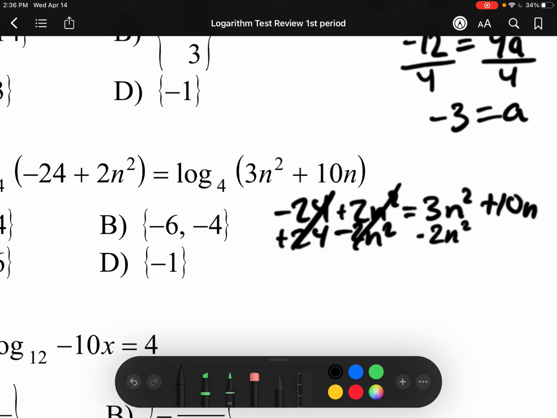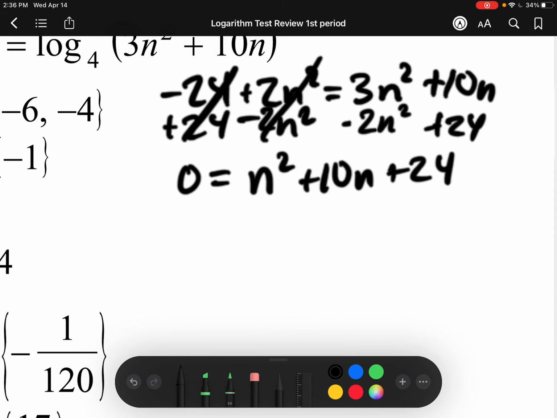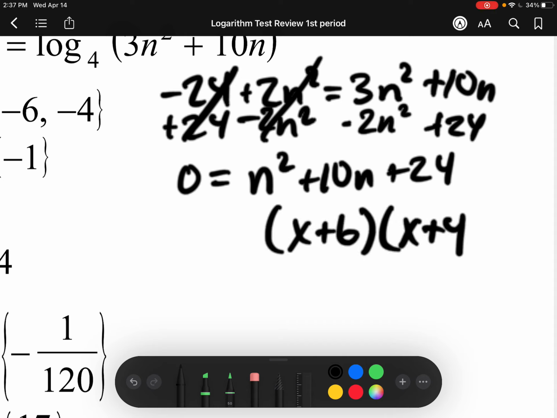I'm going to add 24 to both sides. And we get 0 is equal to 3n squared minus 2n squared, which is just n squared. Then I have plus 10n, and then plus 24. So now I want to think of two numbers that add up to 10 and multiply to 24. So those two numbers are going to be 6 and 4. n plus 6 times n plus 4. 6 plus 4 is 10, and 6 times 4 is 24. So those two numbers work.